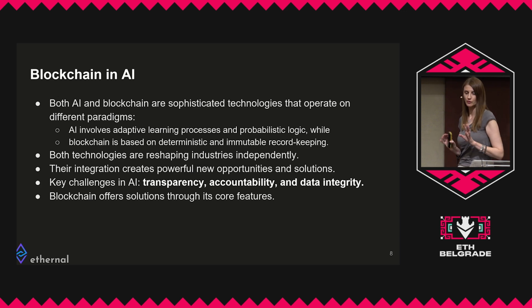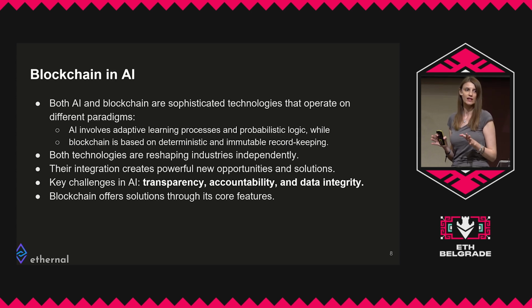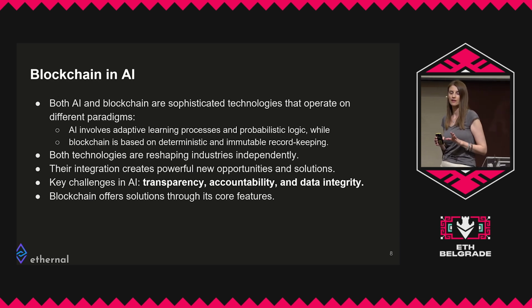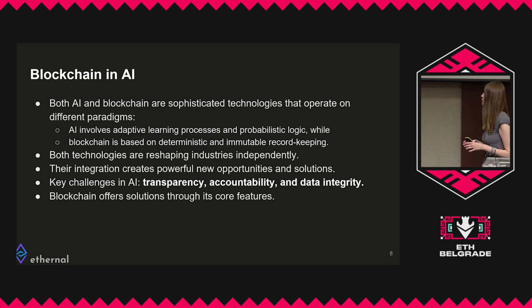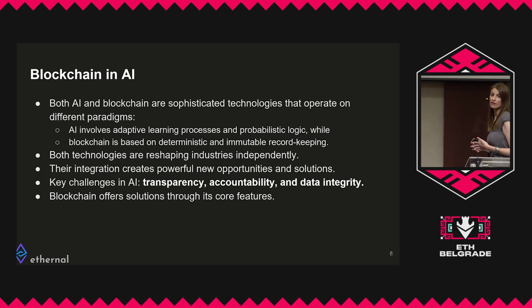Now that we have seen these two worlds, we basically have two sophisticated technologies which operate on different paradigms. The first one, AI, involves adaptive learning processes and probabilistic logic, while on the other side we have a deterministic and immutable ledger. Both technologies are reshaping the industry today, and it is interesting to see how they can be joined and what opportunities that can create. The key challenges of AI include transparency, accountability, and data integrity, and we will see how blockchain can solve these issues with its core features.